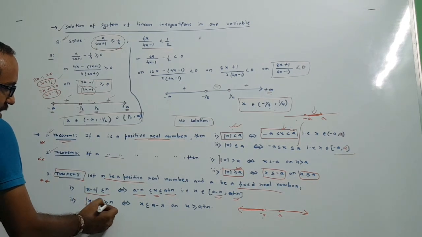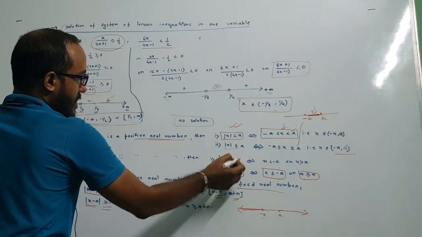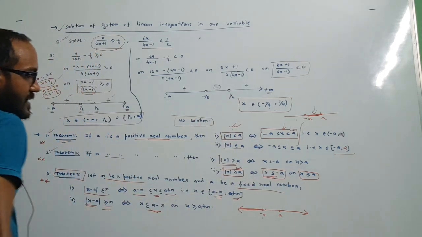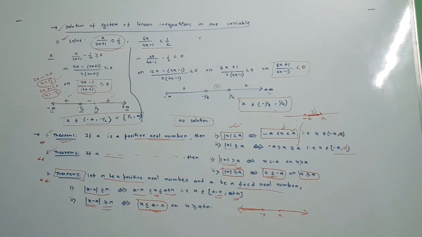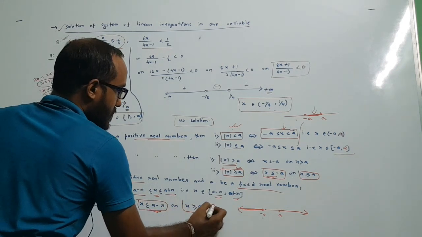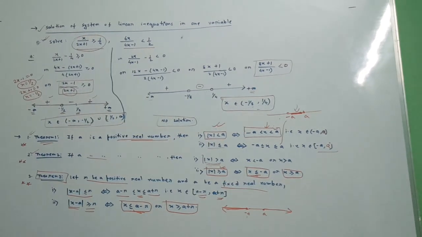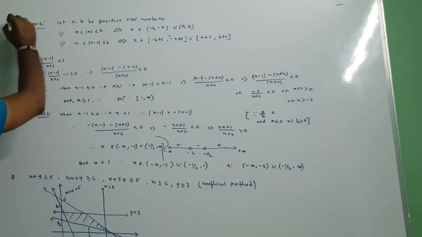If mod of x minus A is greater than or equal to R, then our solution would follow the same logic. See, mod x greater than or equal to A gives either x less than or equal to minus A or x greater than or equal to A. But in this case, you have to take x less than or equal to A minus R and x greater than or equal to A plus R. Kindly remember these theorems, these are extremely important for inequalities. So let us continue with our theorem 4.